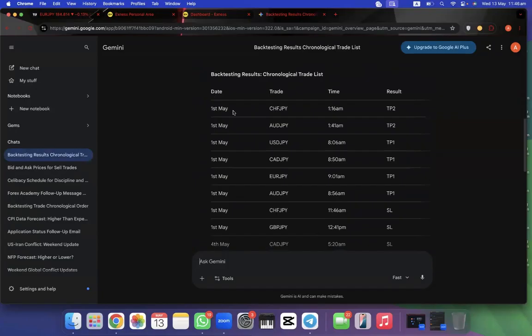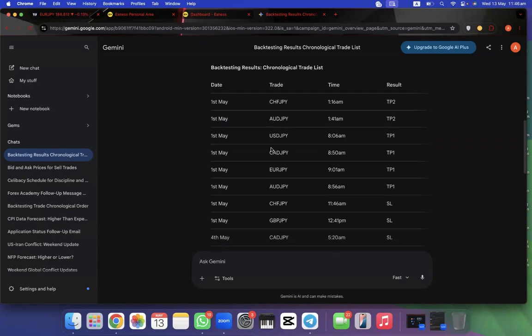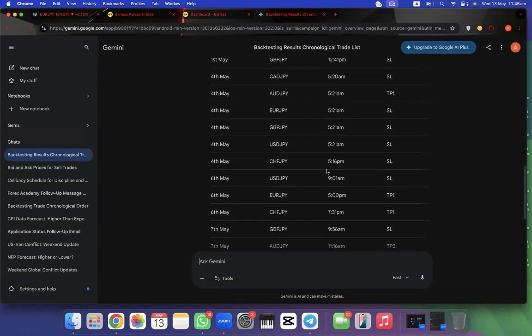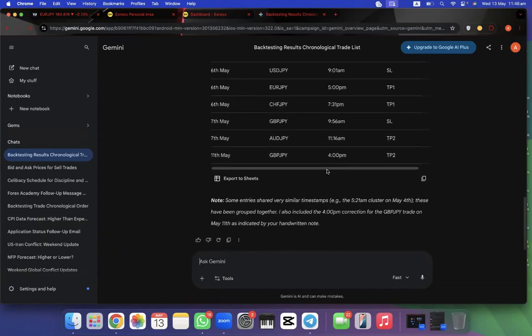This is actually the order. So first I would have had CHF TP2 by 1:16 a.m. Then I would have had AUDJPY TP2 at 1:41 a.m. And after that, 8 a.m., I would have had TP1 of these. Then 8:50 a.m., I'd have had TP1 on this one. It actually helped naturally arrange all of these things. Are you with me? Then you can just ask it any question. Feel free to play with it.